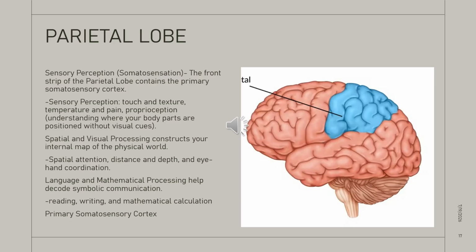Beyond basic touch, the parietal lobe works like an internal GPS. It is responsible for spatial awareness, helping you track where your body is in three-dimensional space and allowing you to navigate surroundings without bumping into things. It also plays a key role in mathematical processing, reading, and recognizing symbols. It takes the complex sensory inputs from the outside world and pieces them together in a unified map that you can actually understand.